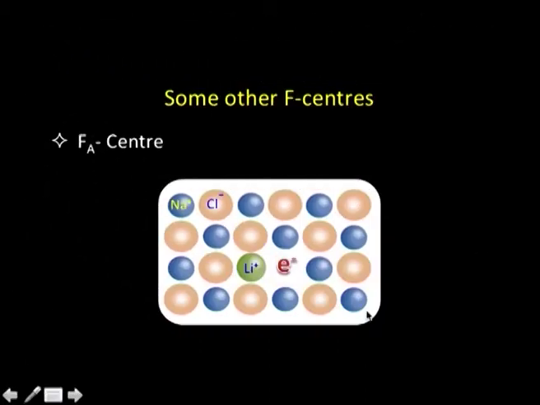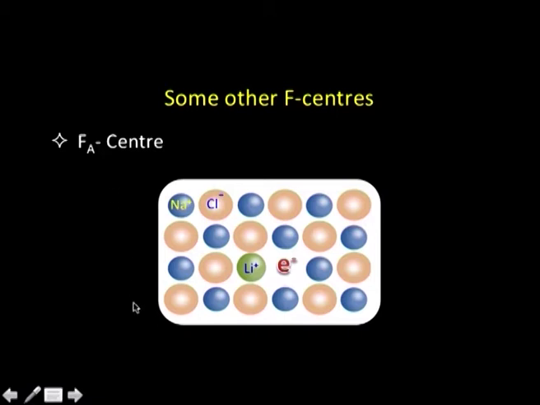Now, let us look at some other type of F centers. This is called an FA center. This is similar to the previous case of the F center, which was an electron trapped in an anion vacancy, but in this case we have an electron trapped in an anion vacancy and also a substitutional defect. That means a sodium ion has been substituted by a lithium ion. Such a situation is referred to as an FA center.